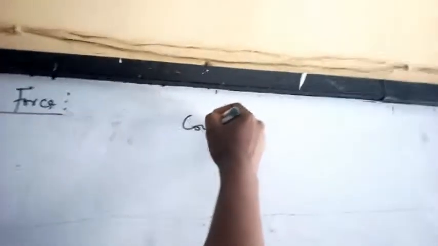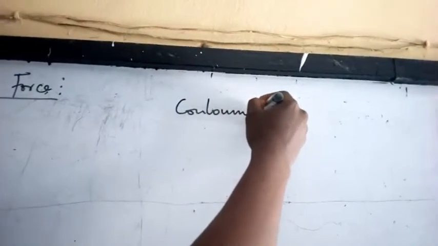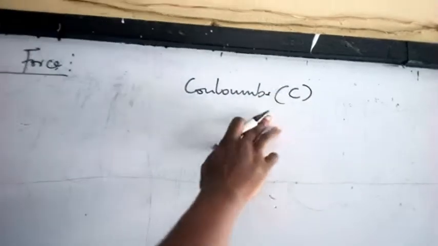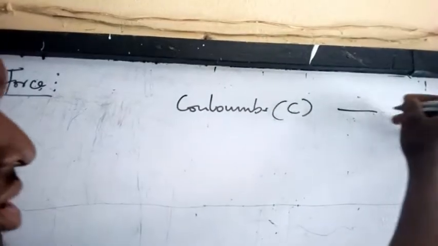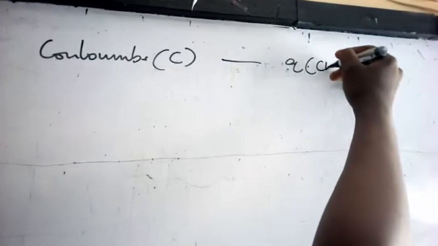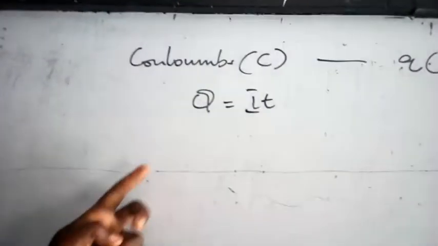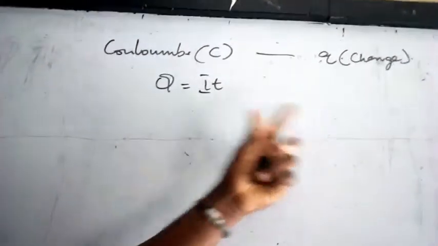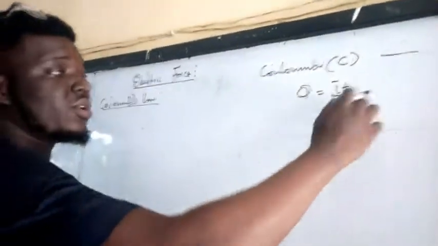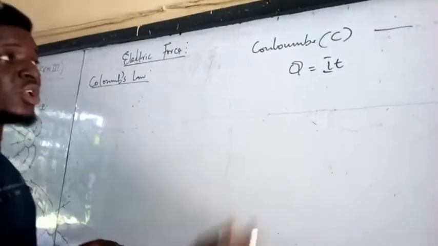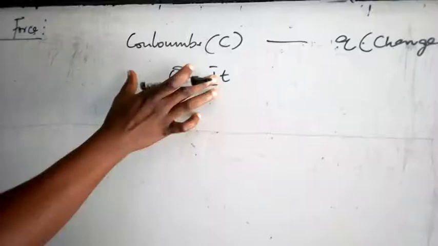When you think about coulombs, coulomb itself, which is C, is the unit for charge. Are you getting me? So when you explain what is charge, charge is equal to IT, which is the product of the electric current flowing times the time taken for it to flow. So we have it as charge.